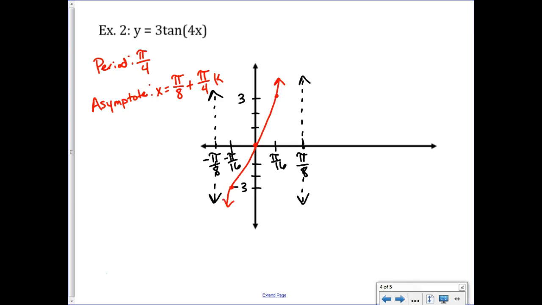So I can keep counting by pi over 16 here. So 1 pi over 16, 2 pi over 16 is pi over 8, 3 pi over 16, 4 pi over 16 is pi over 4. Then we have 5 pi over 16. Then 6 pi over 16 is the same as 3 pi over 8. And that happens to be another asymptote. So at pi over 4, I'm at 0. At 3 pi over 16, I'm at negative 3. At 5 pi over 16, I'm at 3.